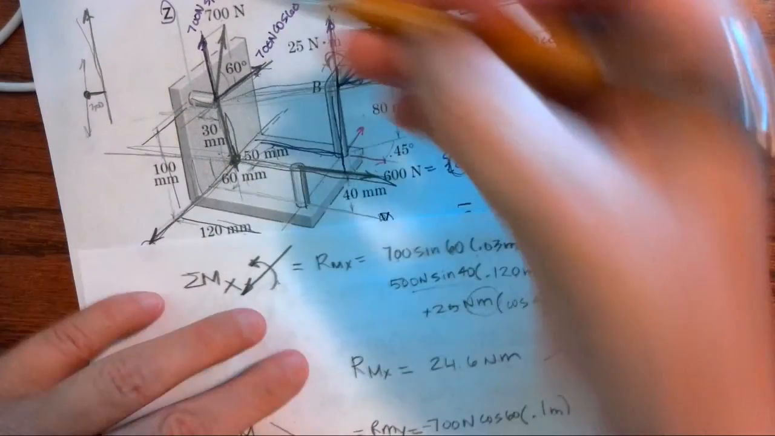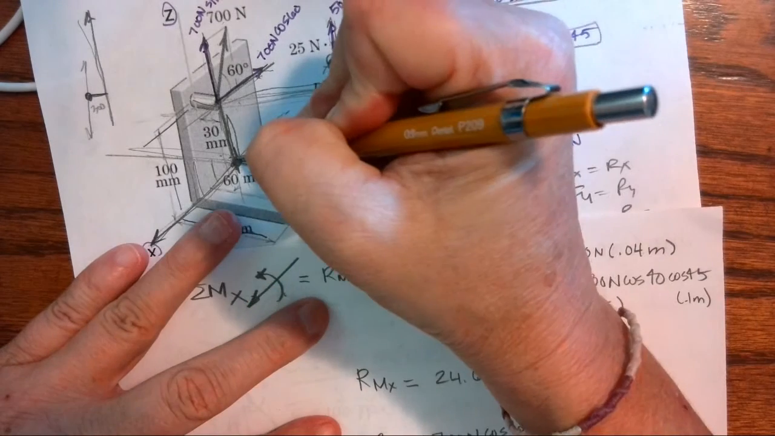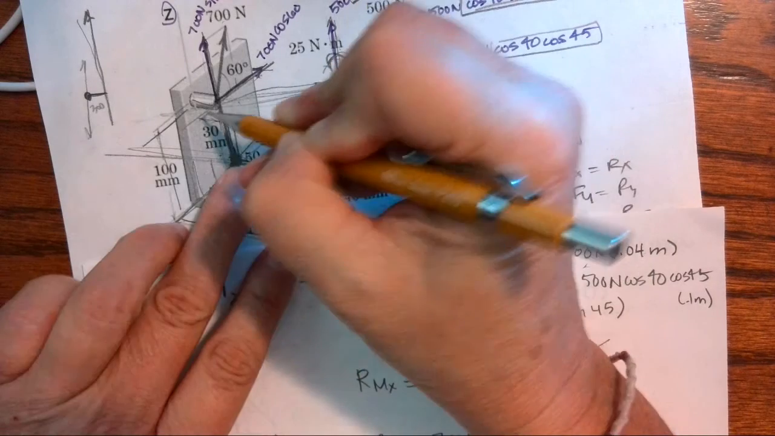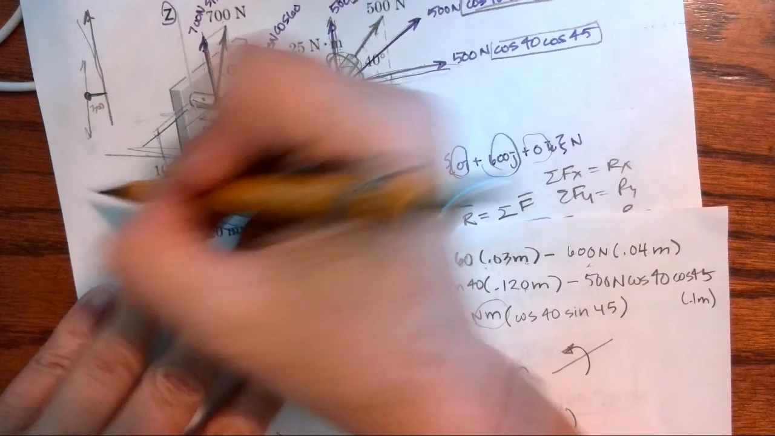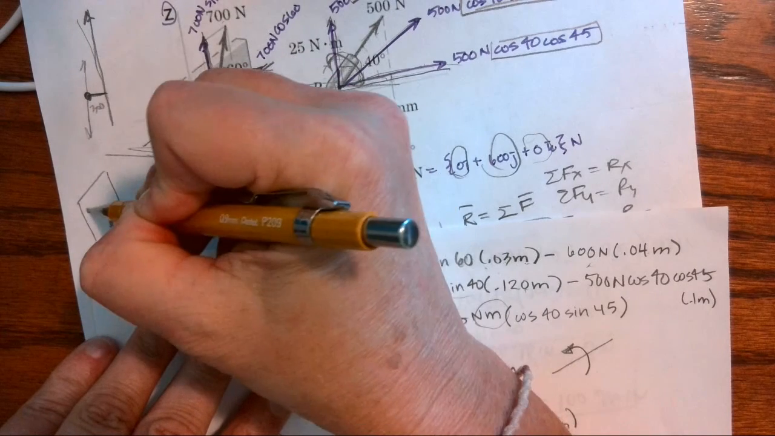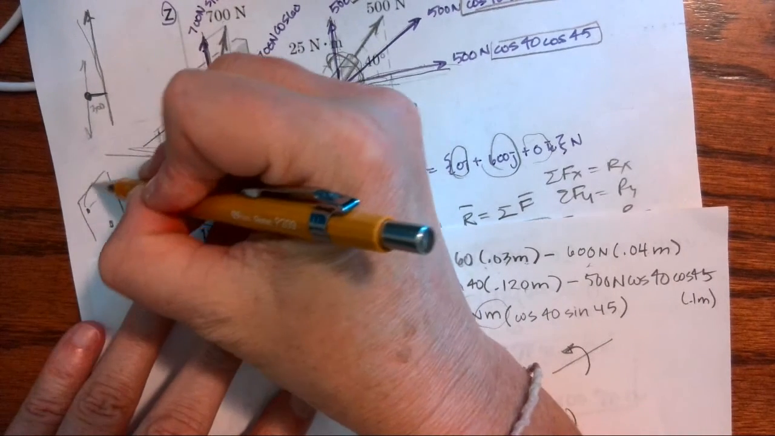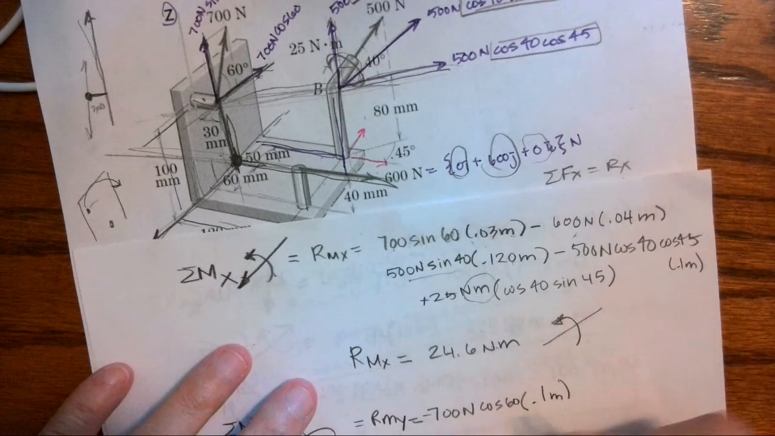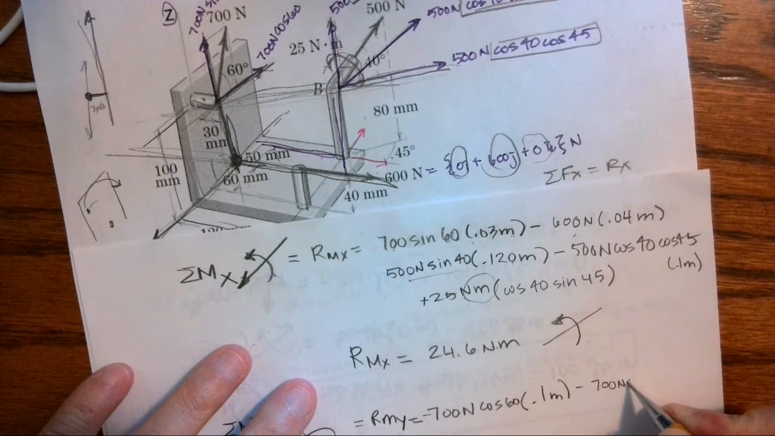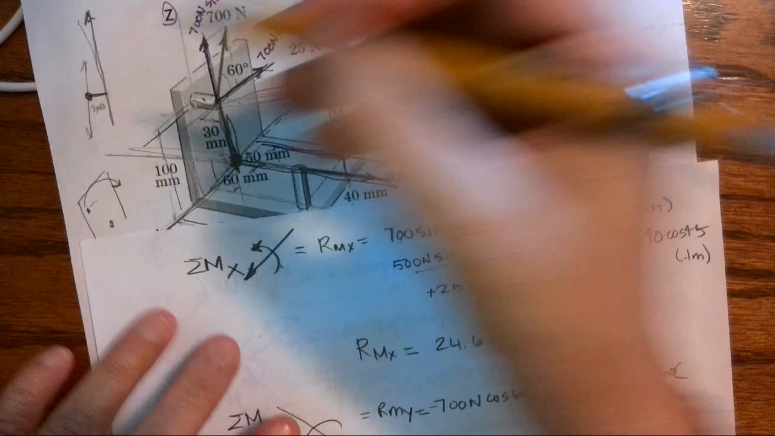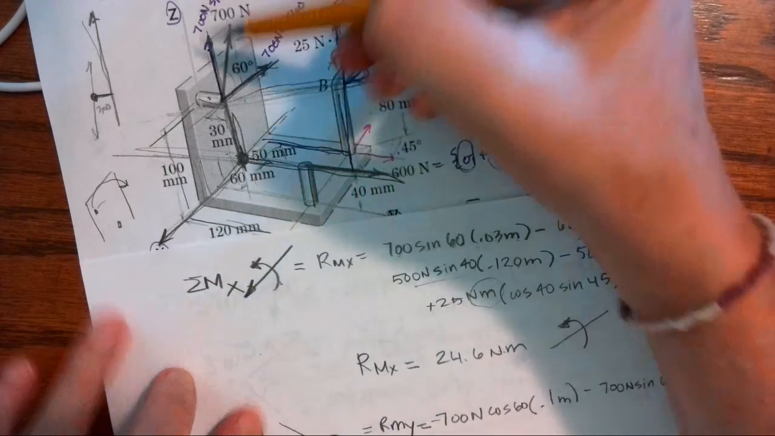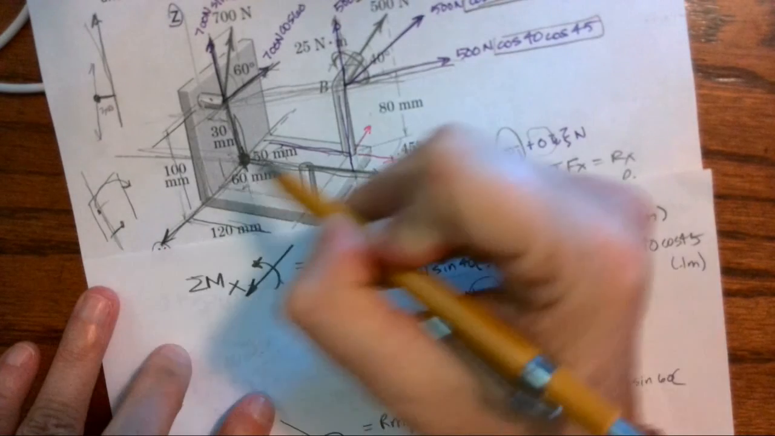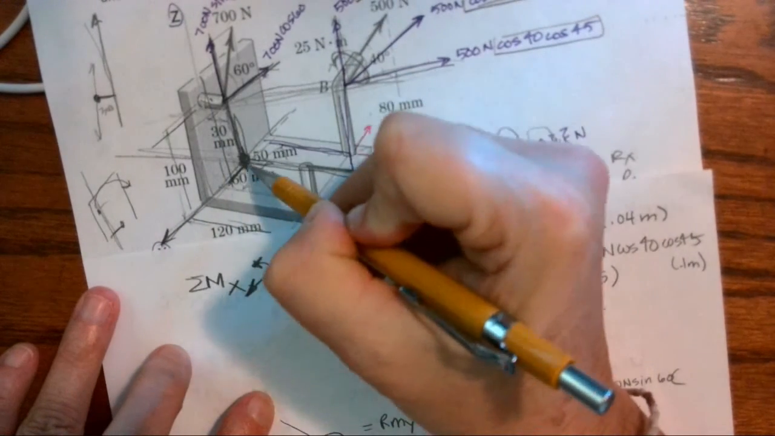Except that we're no longer looking at this y-axis, we are looking at the y-axis as it passes through A. So this little knob, if you look at the picture, here's A, here's the knob. So it's going to cause a rotation into the page, which is negative, minus 700 newtons sine 60. And now we need to look at its perpendicular distance. If this is going up and down, that's my z. The distance back is 0.06.